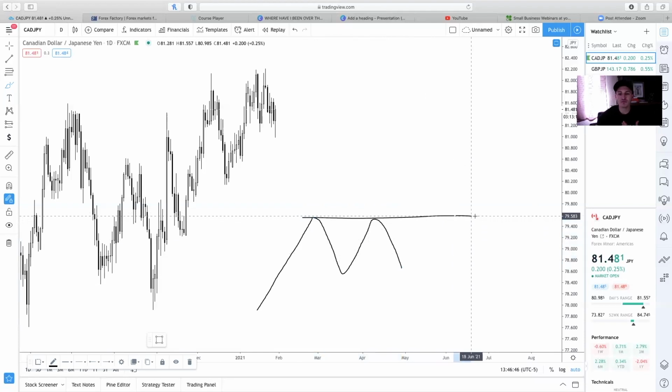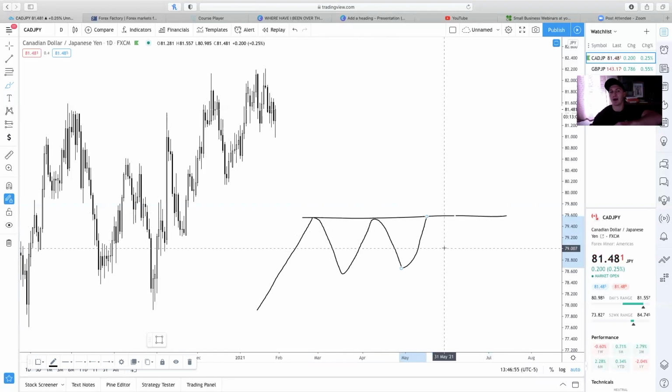But once the market comes back to this area, what retail traders are told to do is to sell it at the roof and buy it at the floor. However, we're not going to do that. We're going to sit back, be patient, and wait for the market to do its thing.